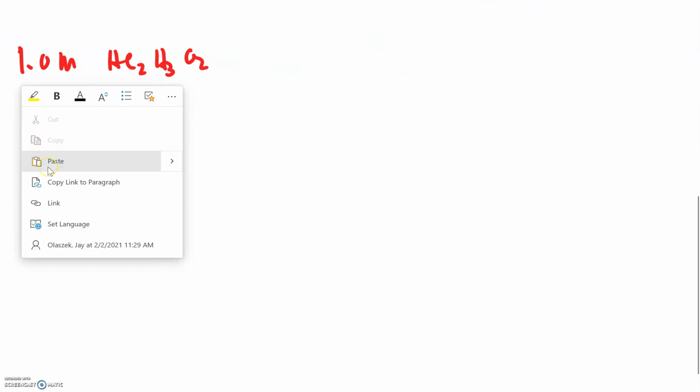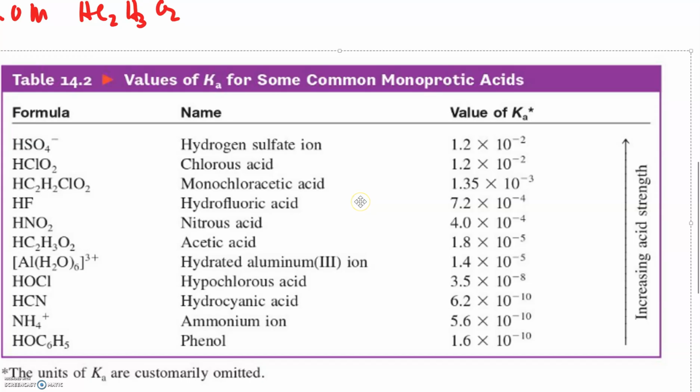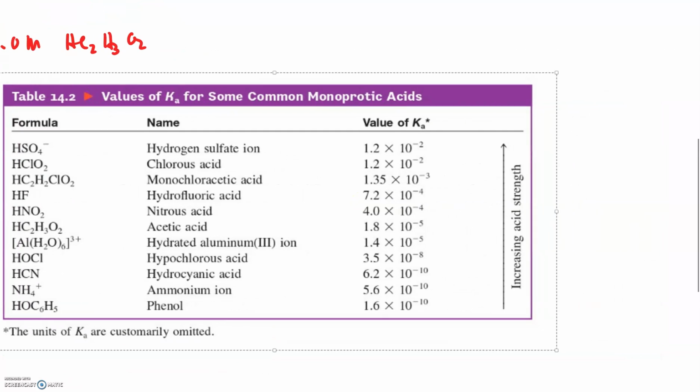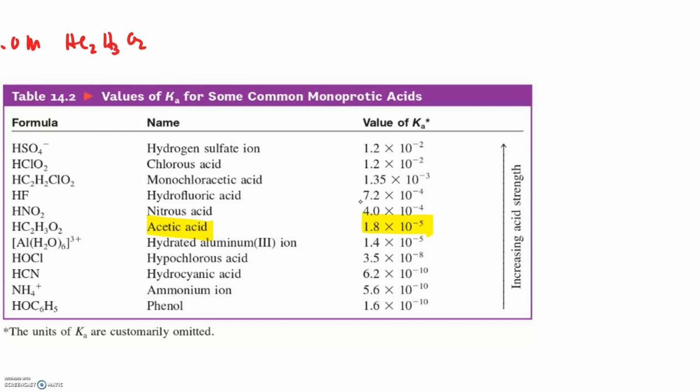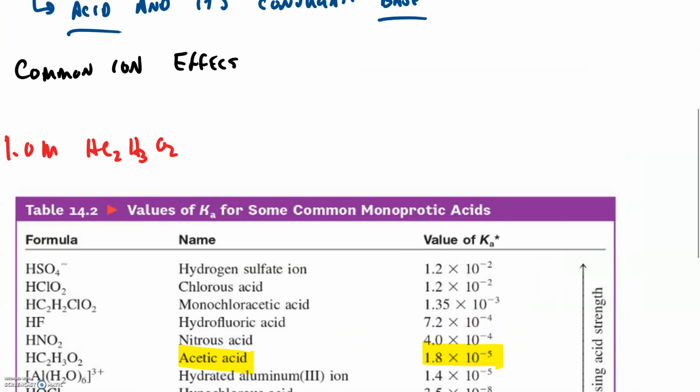So let's put up a table. It's got a bunch of Kas. There it is. Okay, so here is all of our Kas. It says that acetic acid right here has a Ka of 1.8 times 10 to the negative fifth. So if I was going to ask you to calculate the pH, you would do so by getting the H+.